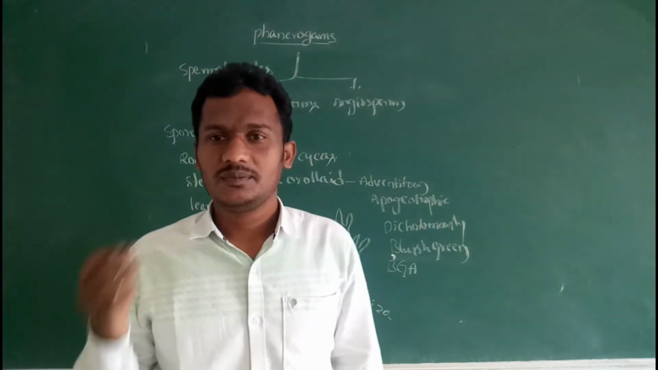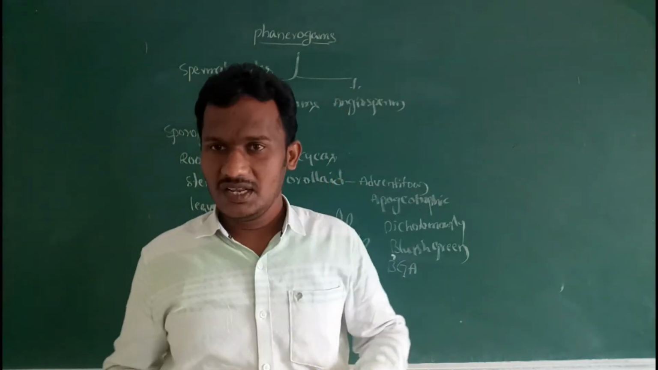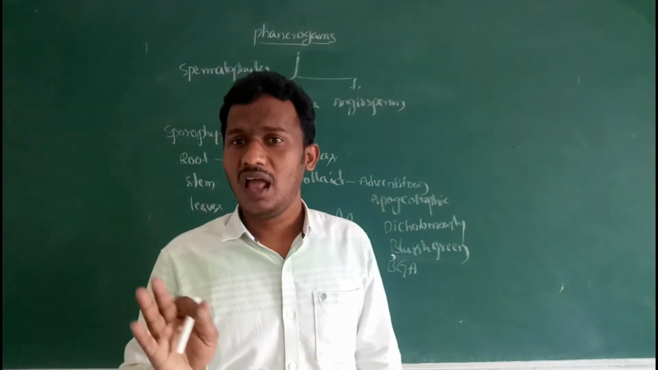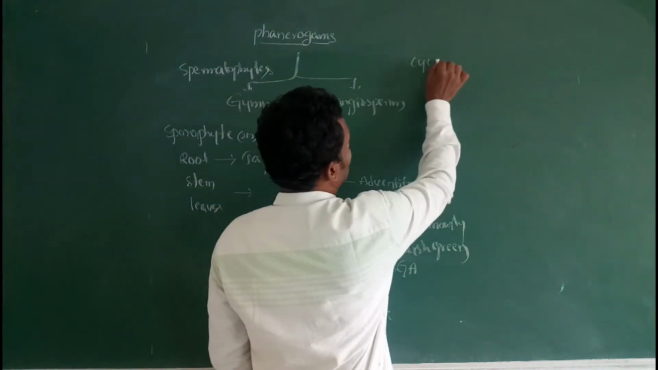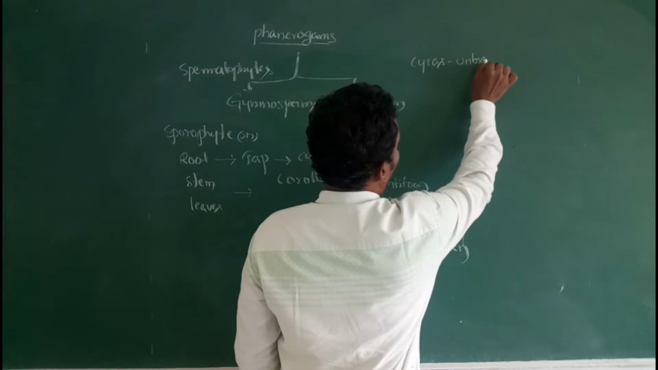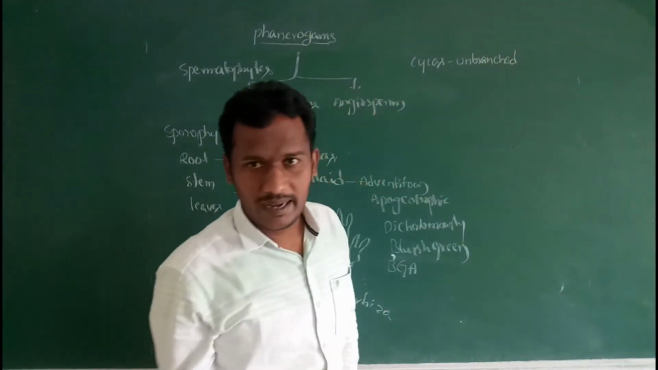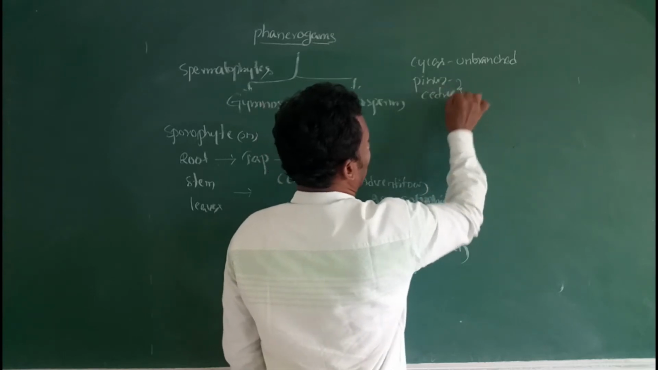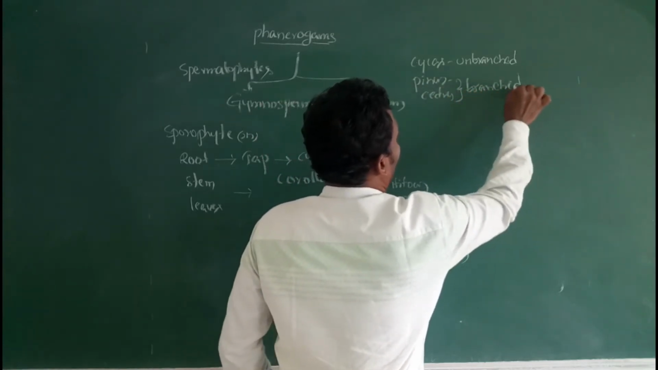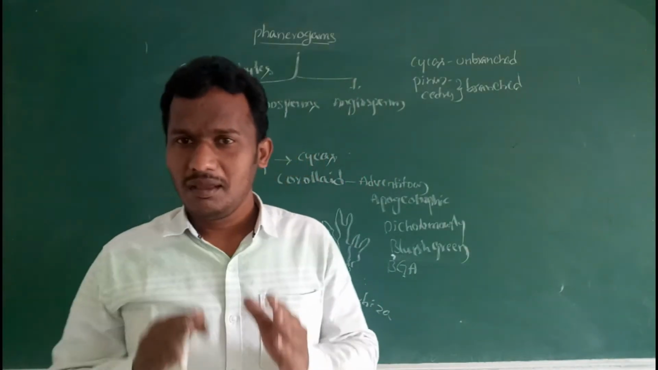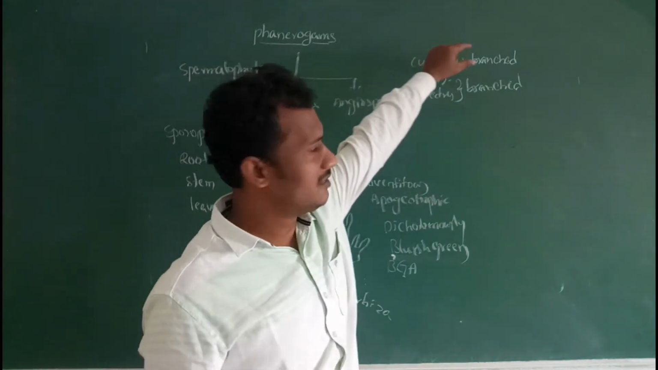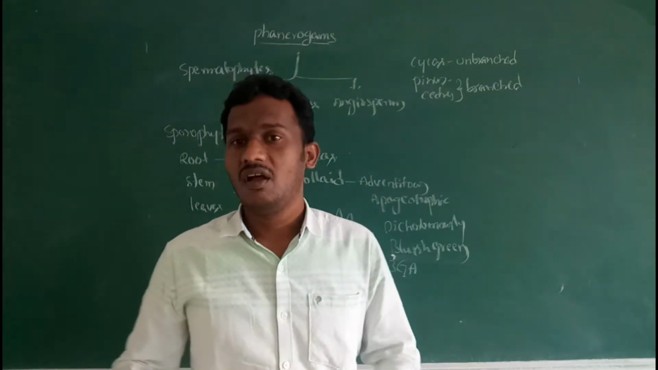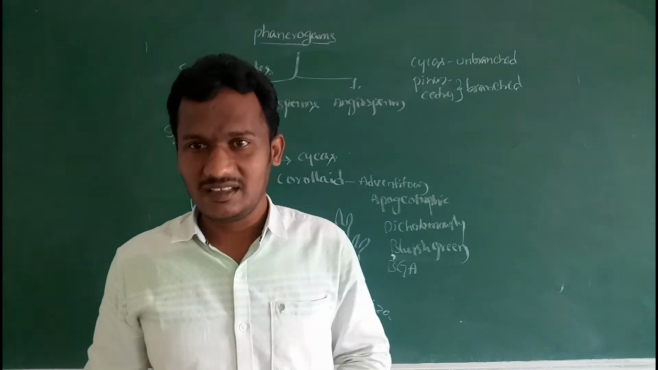Generally in gymnosperms, the stem is erect, stout and woody. The stem may be branched or unbranched. In Cycas the stem is unbranched, while in Pinus and Cedrus it is branched. On the stem, a number of leafy scales are present.